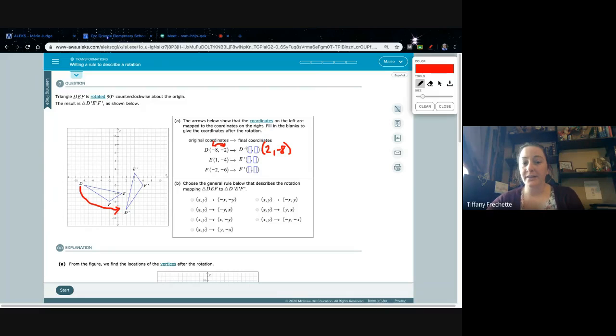So let's see. If that's true, then my next point should be, and we want to make this one positive, like this. So 1 would stay the same. X doesn't switch signs, according to this. But Y does switch signs, and then we flip-flop them. So let's see, is that where E landed? So we started with E here, and now we have E up here. So we went over 4, up 1. Look at that, over 4, up 1. And by over, I should say right 4, so you know that it's positive 4.